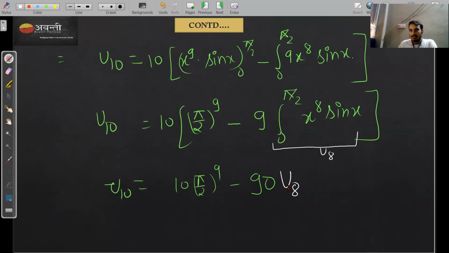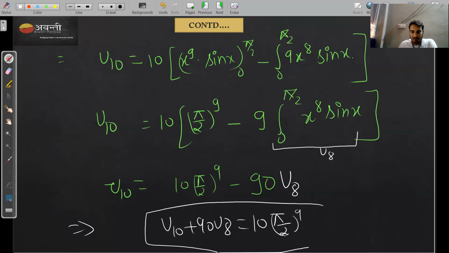Putting n equal to 8 in the starting, you will get this thing: integral of x raised to the power x sin x, with limit from 0 to pi by 2. So, sir, it implies u10 plus 90 u8 is 10 times pi by 2 raised to the power 9. So this is the answer, right? This is the final answer.